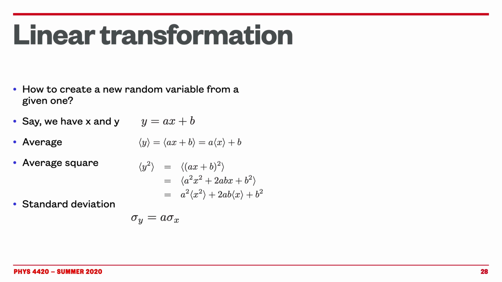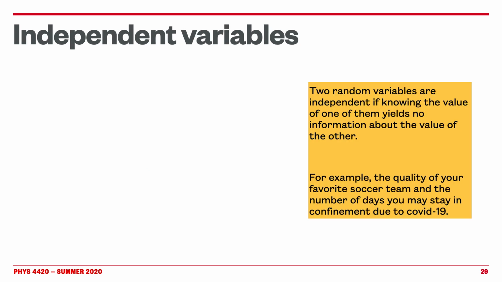Let's try to move on and now talk about independent variables. We are going to suppose that we have independent random variables. Sometimes students have trouble understanding what all this means, but think about having a dice and a coin. One random variable will be the number of dots that you find on the face of the dice, and the other one will be whether you have head or tail on the coin. Clearly, these two variables are independent. That would be two examples of this. The other example I put on the slide is, for example, the quality of your favorite soccer team and the number of days you have to stay in confinement due to COVID-19.